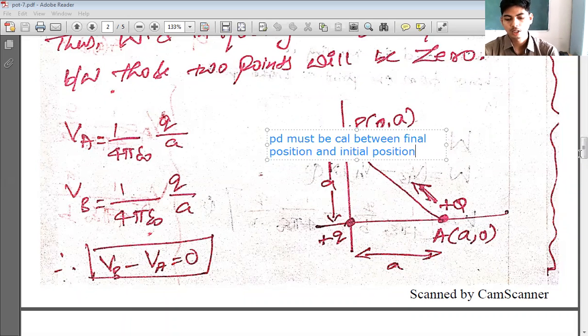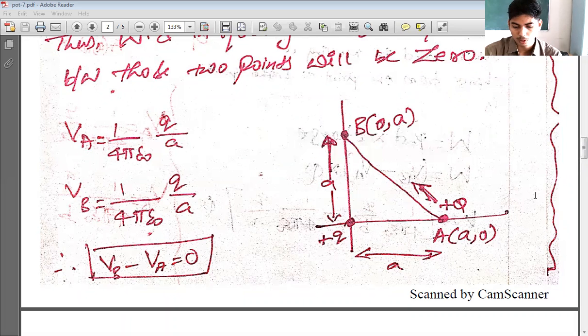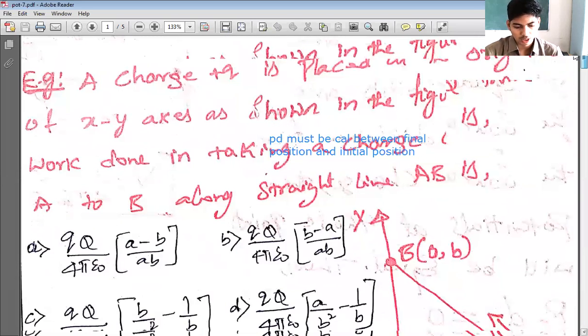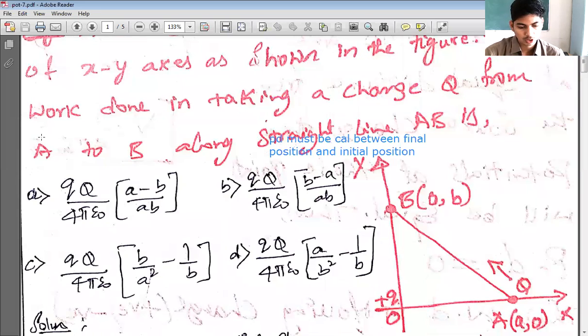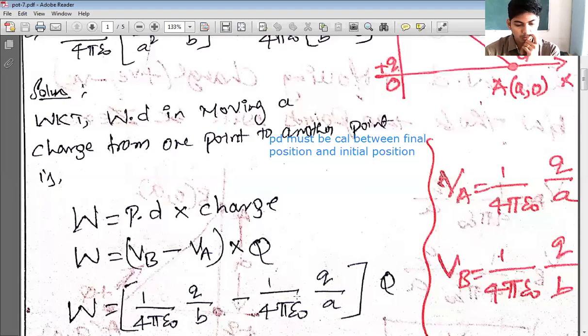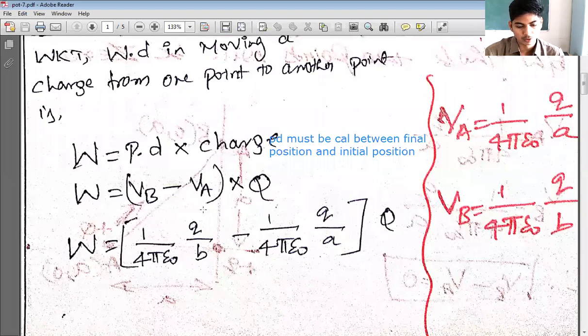Right? See from where to where the charge is to be moved. In this problem we are asked to move the charge from A to B. We are asked to calculate work done in taking the charge from A to B. So B will become the final position, A will become the initial position. So to calculate the potential difference we must do VB minus VA. That gives 1 by 4 pi epsilon Q by B minus 1 by 4 pi epsilon Q by A.